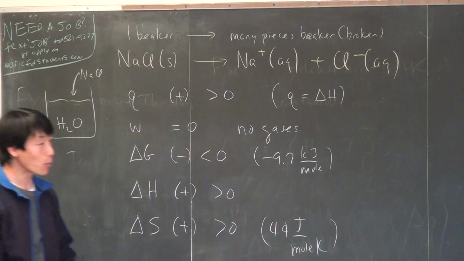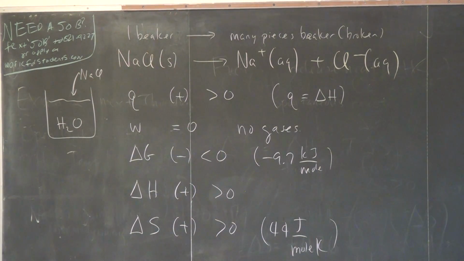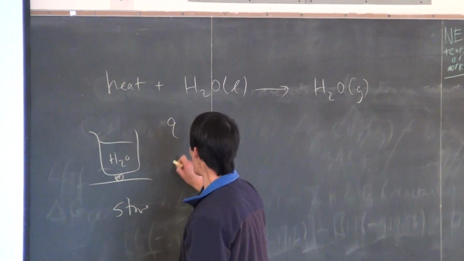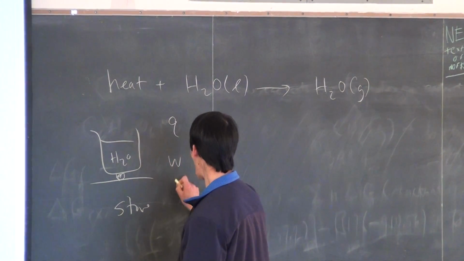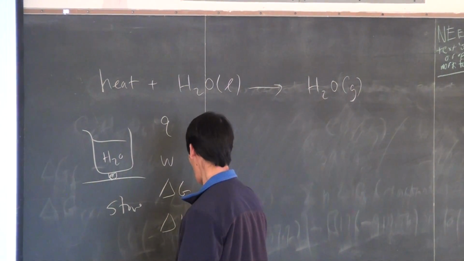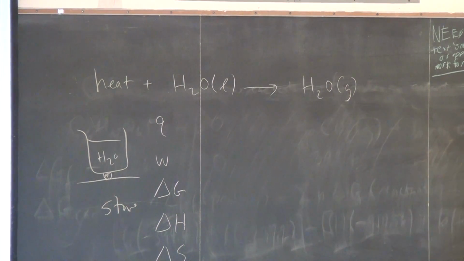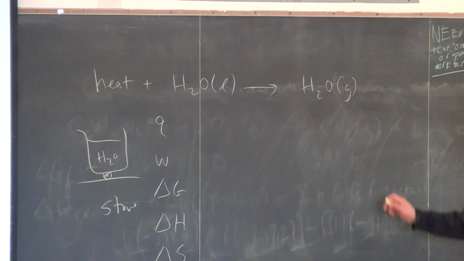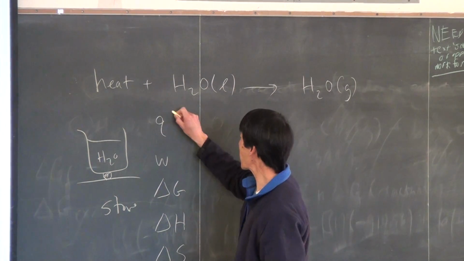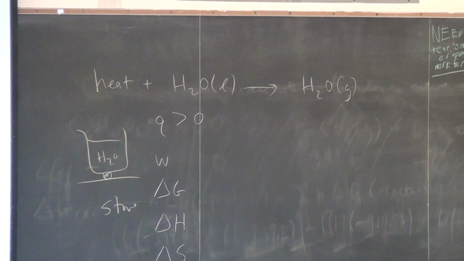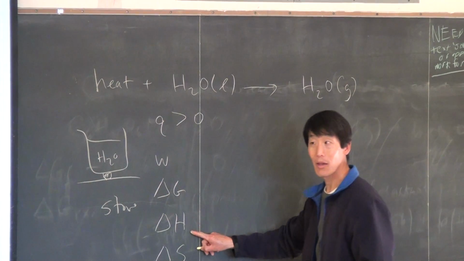Okay, let's do it for the boiling water. So for boiling water, we'll do the same thing. So we want to calculate W, Q, and delta G, delta H, delta S. So what's going to be Q for this reaction? Do we know right away? Greater than 0, because we know that this is endothermic. Which means that we can right away determine delta H. So delta H should be greater than 0.